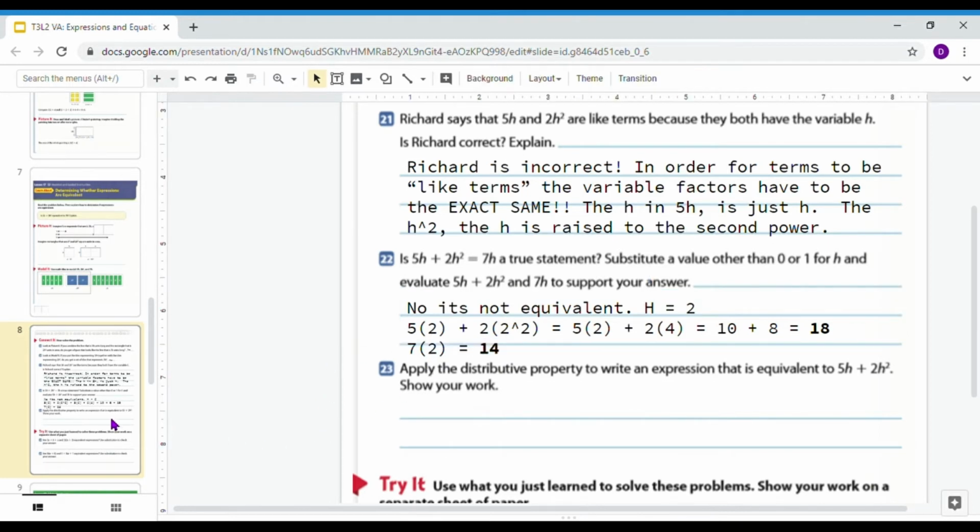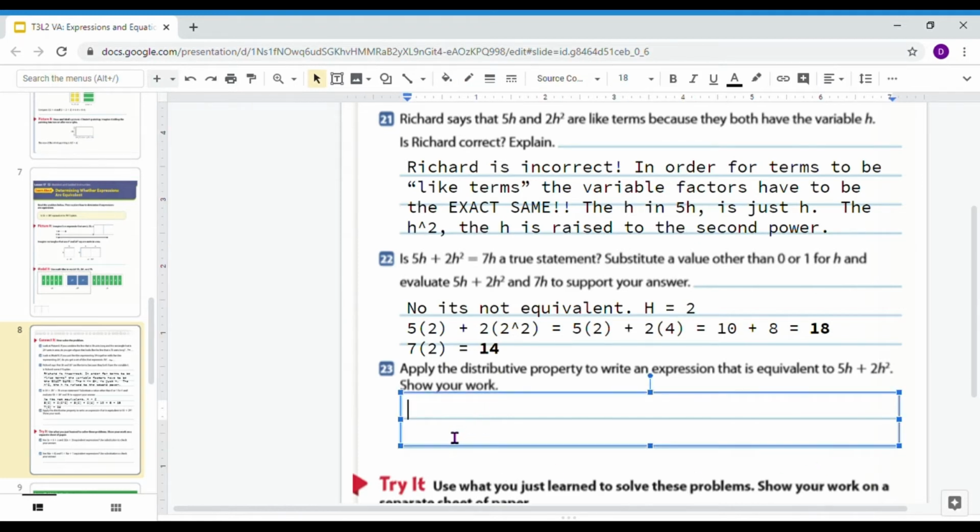Number 23 says, apply the distributive property to write an expression that is equivalent to 5h plus 2h squared. Show your work. So this one's a little bit interesting. It's something that we worked on a lot last lesson, but in this case, we're going to be pulling out our common factor, and we're going to see something interesting.